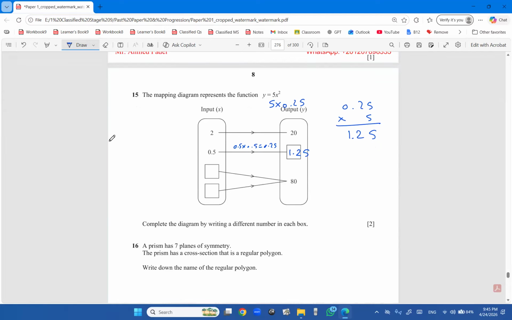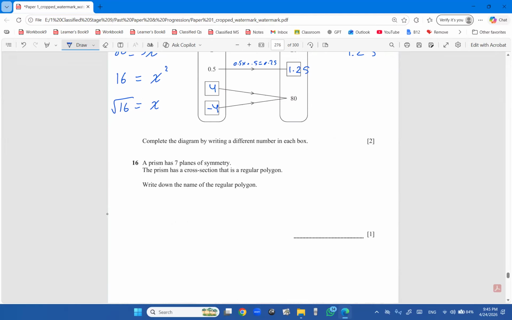What about the rest? They're saying y is 80, so 80 equals 5x squared. You can send the 5 to the other side by division, so 16 equals x squared. So x is the square root of 16, and we learned that the square root of any number could be positive or negative.